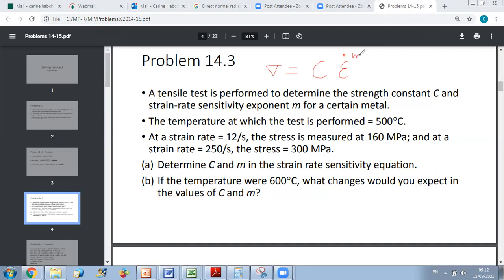Now, for a fixed temperature, so if you are working at constant temperature, we have constant values for C and M. And we have seen in the course material that for low temperature, the sensitivity to strain is reduced because M will be nearly equal to 0. But with increase of temperature, the sensitivity to strain rate will increase. This is why with temperature, M will increase and C will decrease.